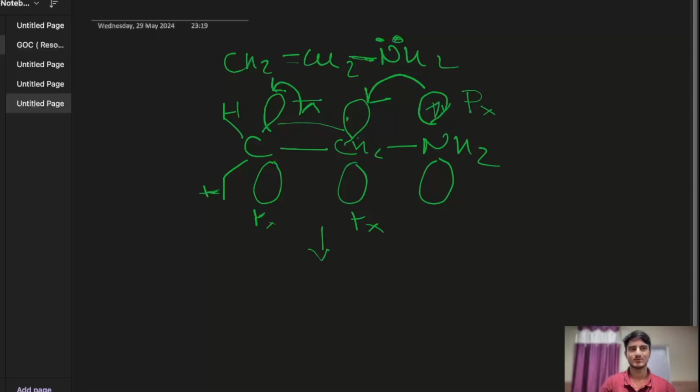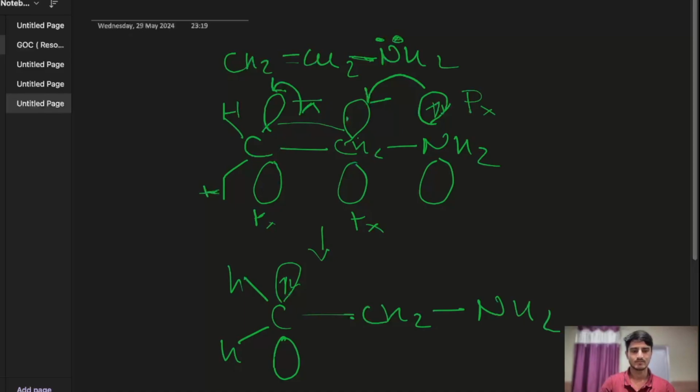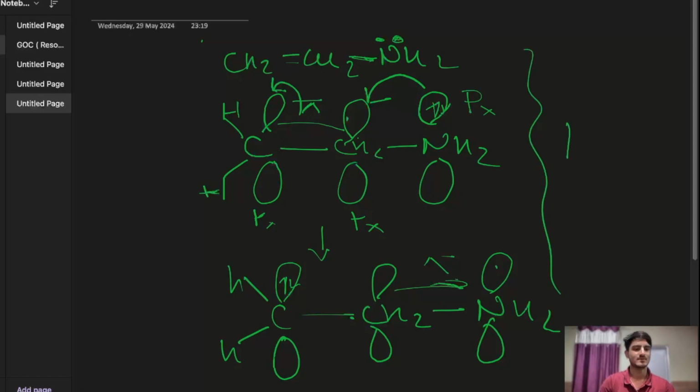So how it looks like now, it has a lone pair of electrons, CH2 and H2. Now a pi bond will form between these two atoms. So this is a general blueprint of a resonance.